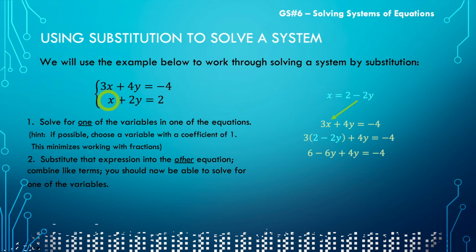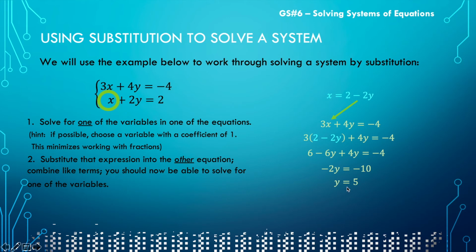We would end up next with negative 2y is equal to negative 10. And when we divide out that negative 2, we would end up with y is equal to 5. Okay, so we are halfway home. We've gotten part of the coordinates of a point, and we want the x coordinate as well.